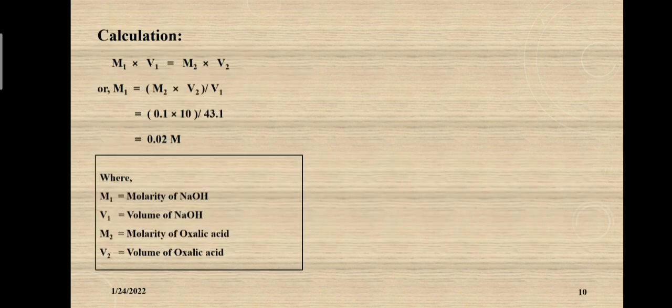Now in the calculation part you can see that M1V1 equals M2V2. M1 is the molarity of the NaOH and M2 is the molarity of the oxalic acid, which is already known. The volume of the NaOH is denoted V1 and the volume of the oxalic acid is denoted V2. By this formula we find that the M1 value is 0.02 M.